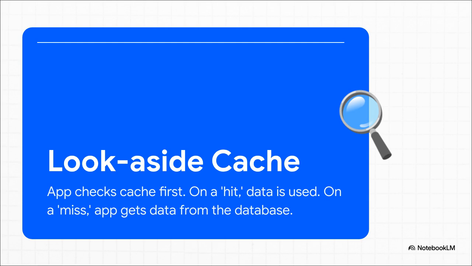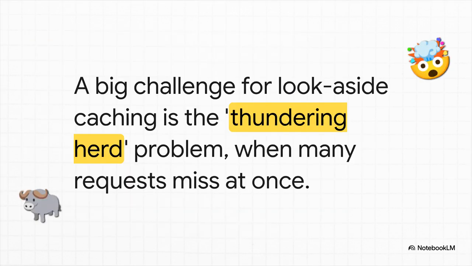If it's not there, that's a miss. Then and only then does it bother the main database. And here's the key. It then takes that answer and puts it into the cache so the next person who asks gets a hit. But this system creates a new, really fascinating problem. What happens when thousands of people ask for the exact same missing piece of data all at once? The engineers have an awesome name for this: a thundering herd. And if you're not careful, that herd can stampede right past your cache and crush your database anyway.